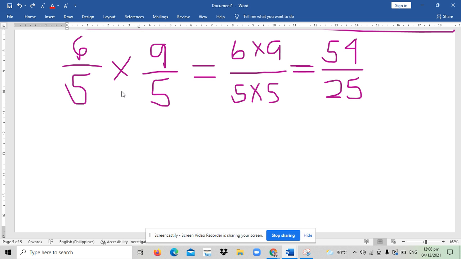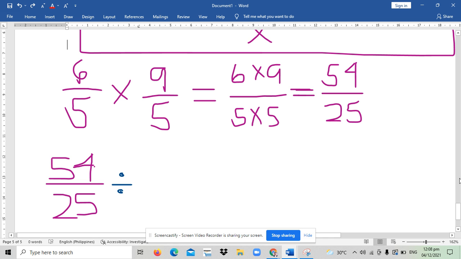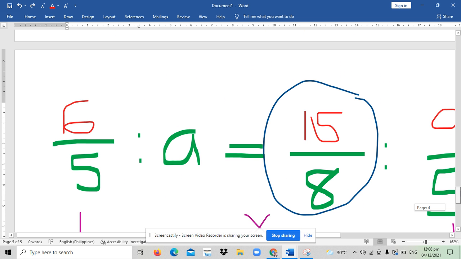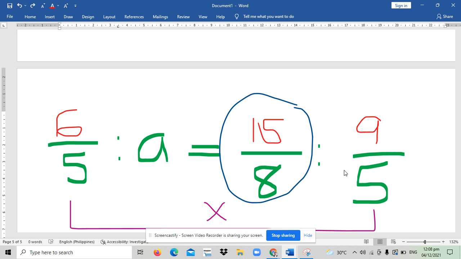Now, we will proceed to the next step. The next step is to use the answer in the previous step, 54 over 25, and then you divide it by the fraction in the proportion given which has no partner, and that is 15 over 8. Okay?